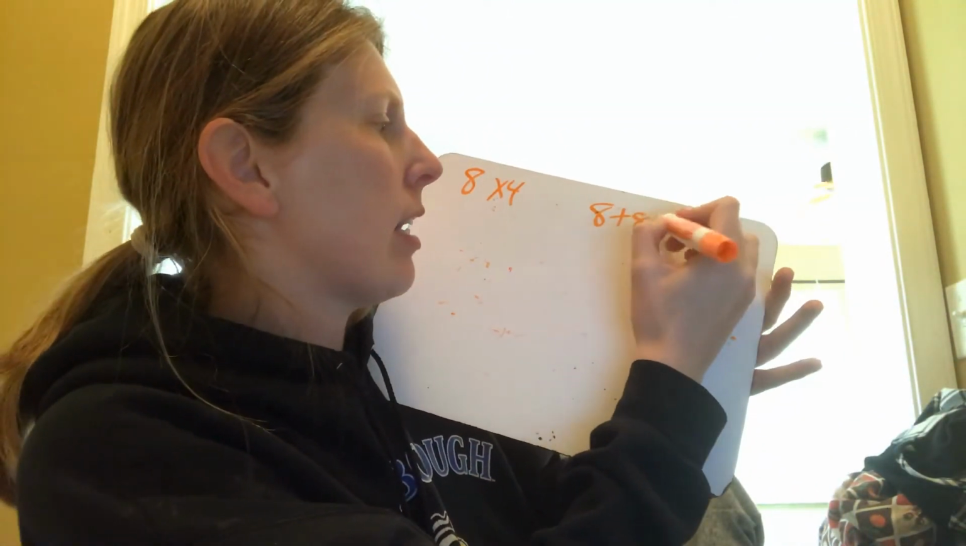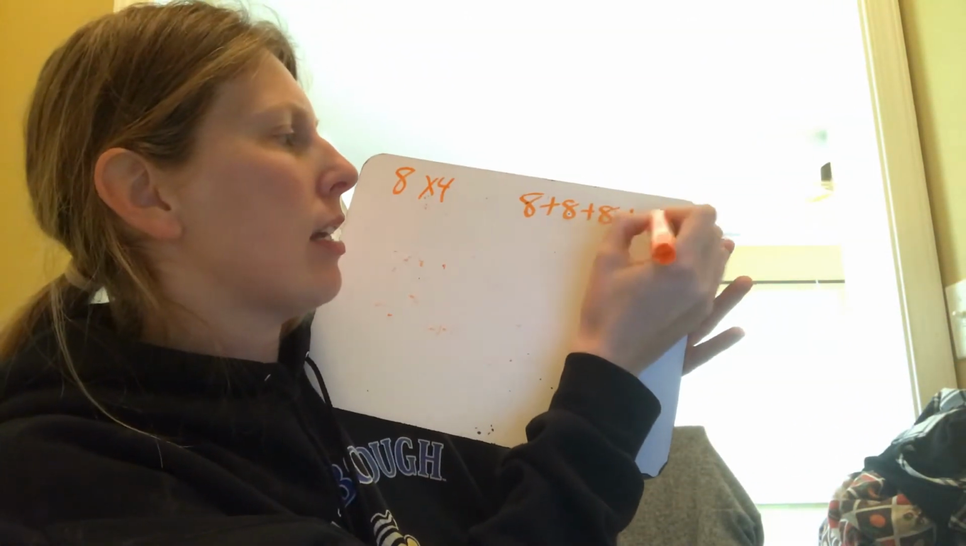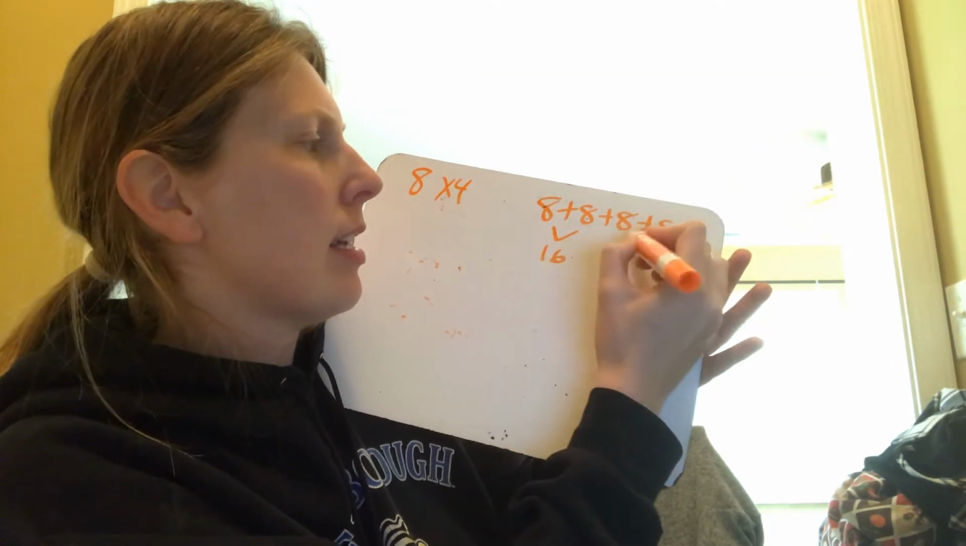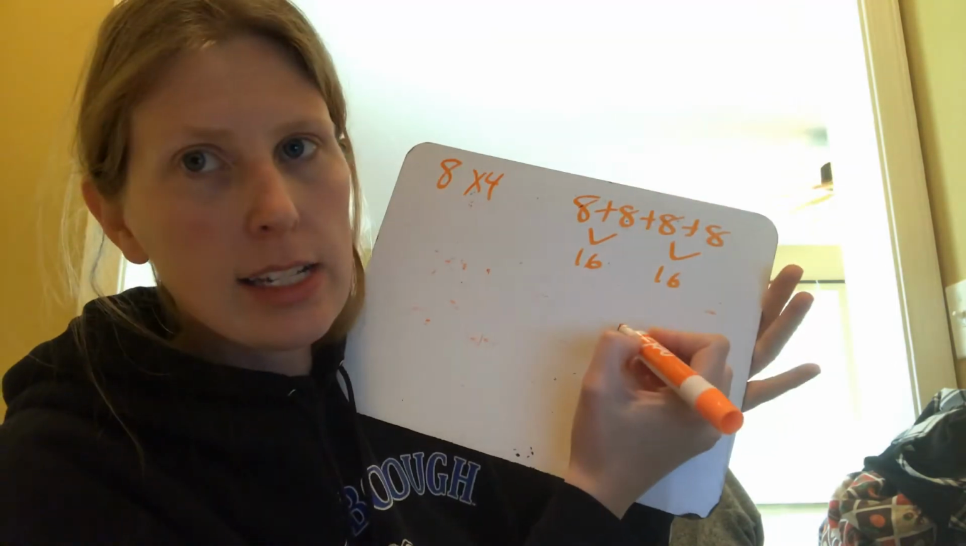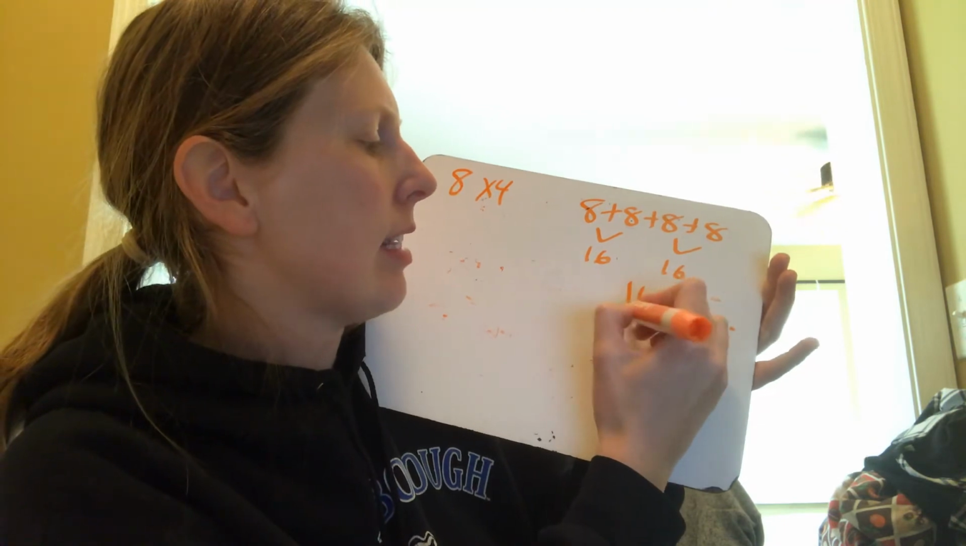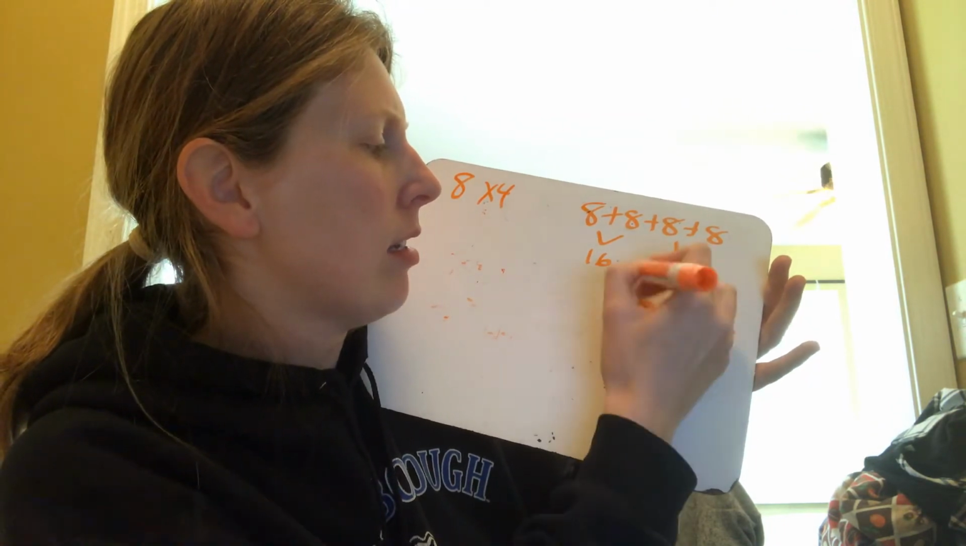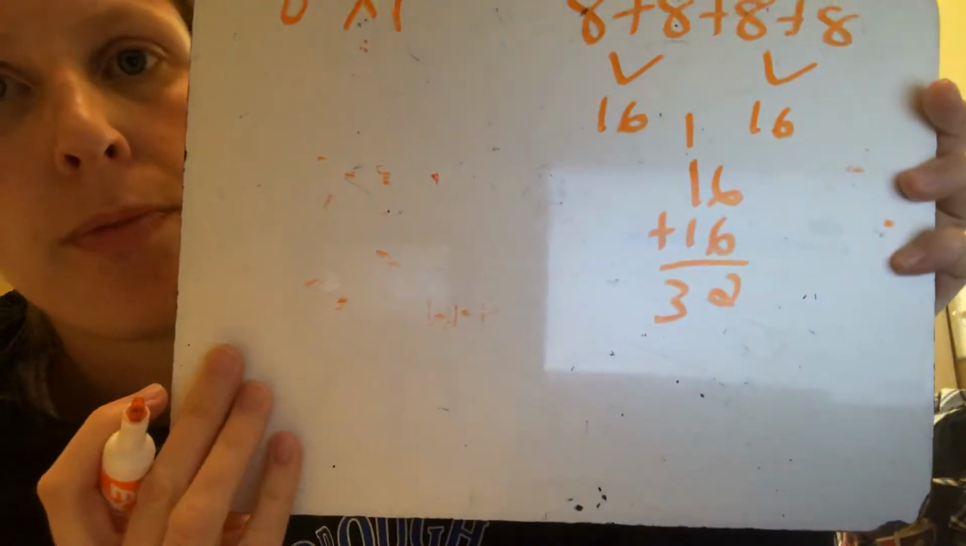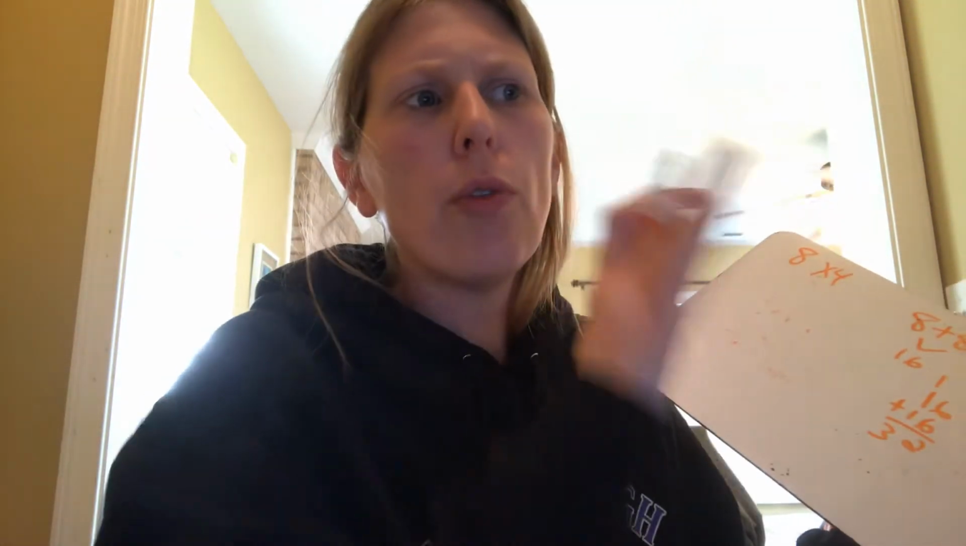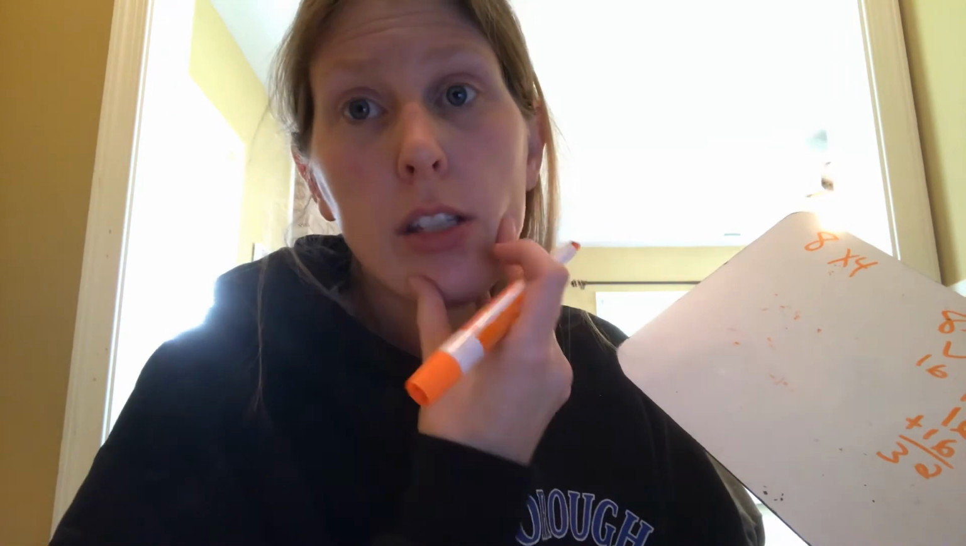8 plus 8 plus 8 plus 8. I know 8 and 8 is 16. 8 and 8 is 16. I could then add 16 plus 16 to get 32. Maybe you just have this memorized and you know it's 32. So over those 4 days, I ate 32 cookies.